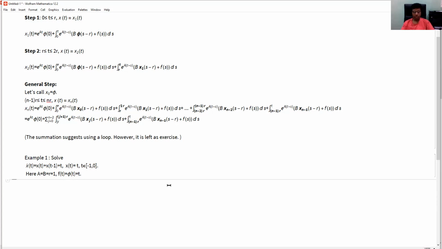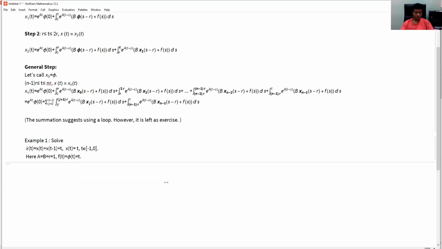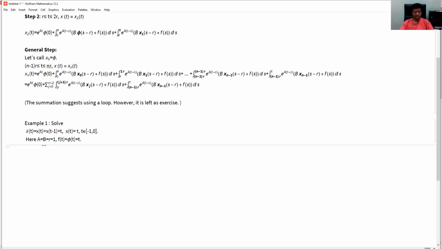So we find out 3 steps. Of course, if we use a loop, then we can find 100 or thousands of steps. Let us declare these things. That means we have a, b, r equal to 1. We have f of t equal to t. We have phi, meaning x0 of t equal to t. So the program starts here.